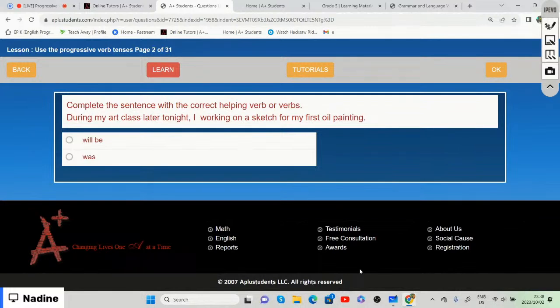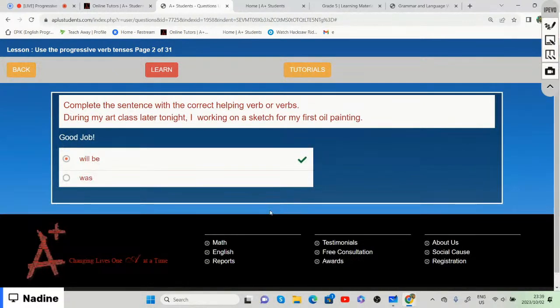And if we choose the correct helping verb, then we will say will be, and that's correct. It shows future, and the correct helping verb is will be. So during my art class later tonight, I will be working on a sketch for my first oil painting. And that is correct. So well done.